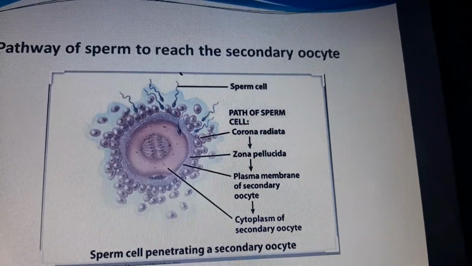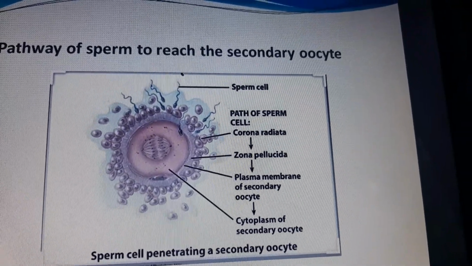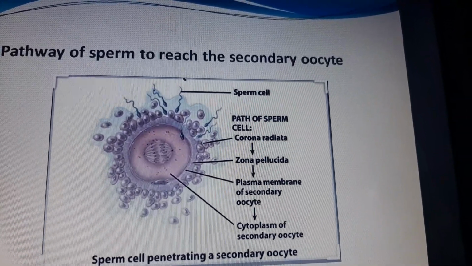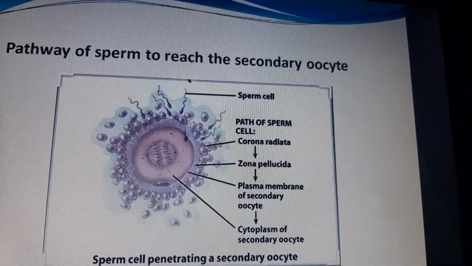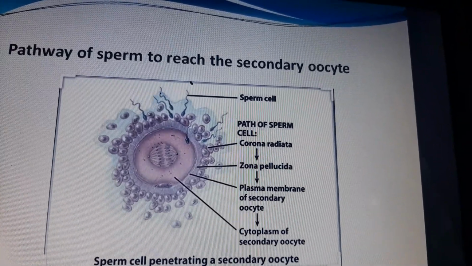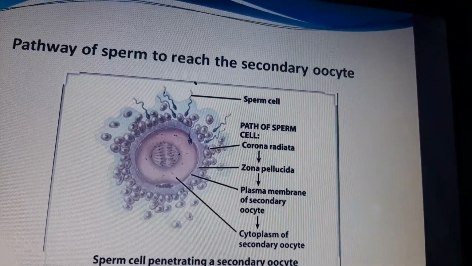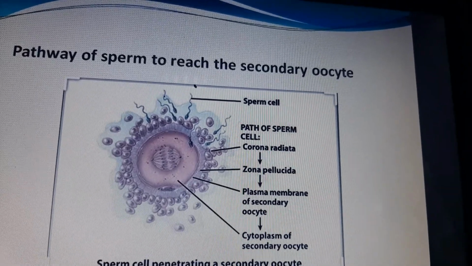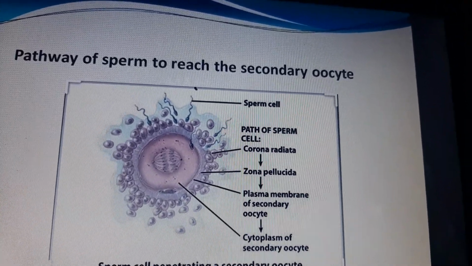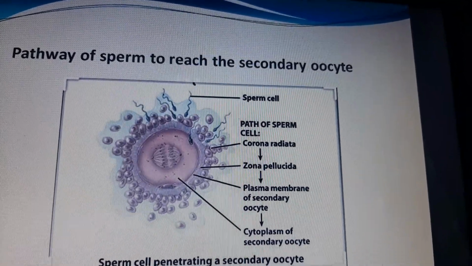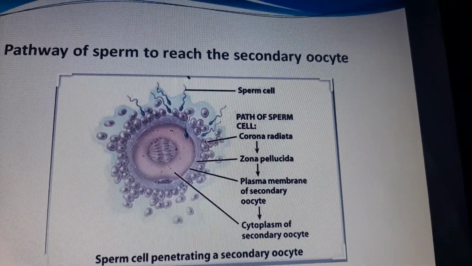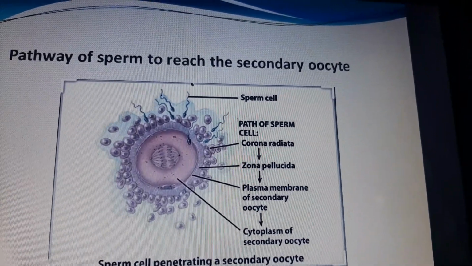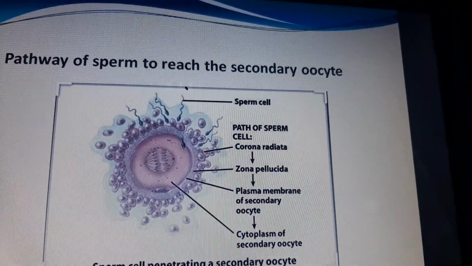So what happens after this? The sperm has entered the zona pellucida, then it has finally reached the vitelline membrane. After it fuses with the vitelline membrane, only the head portion of the sperm enters the cytoplasm of the secondary oocyte, and the tail is left behind. Just remember, the tail doesn't go inside. Only the head region that contains the nucleus and the centriole gets inside.